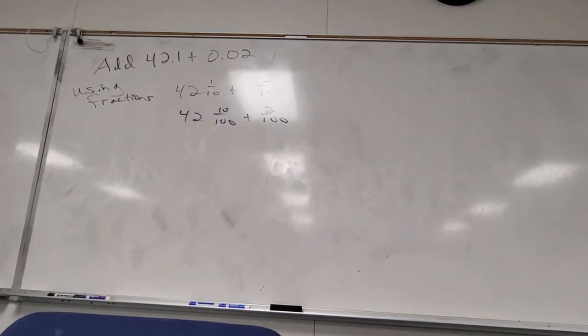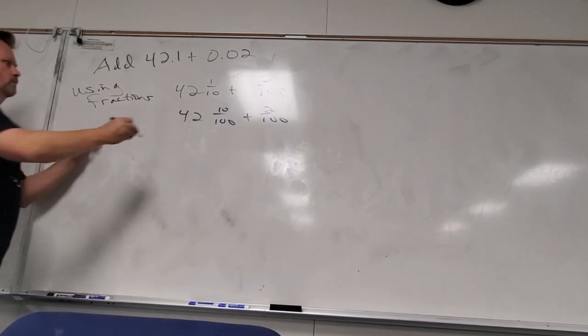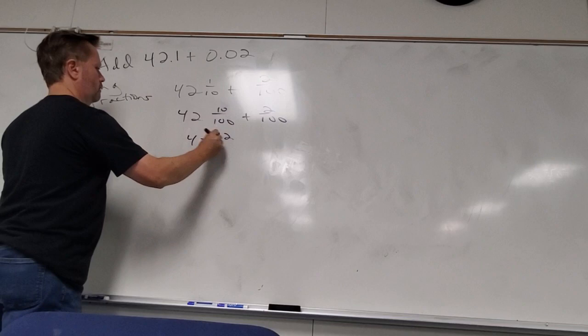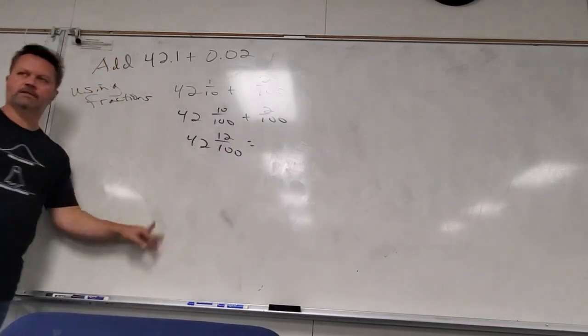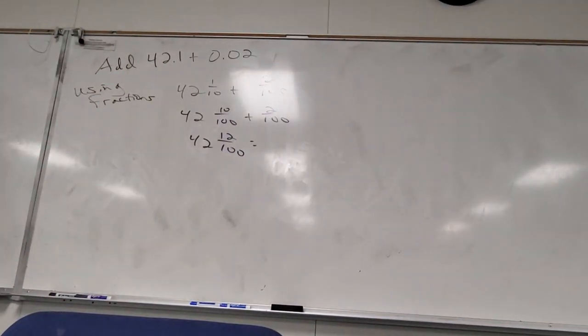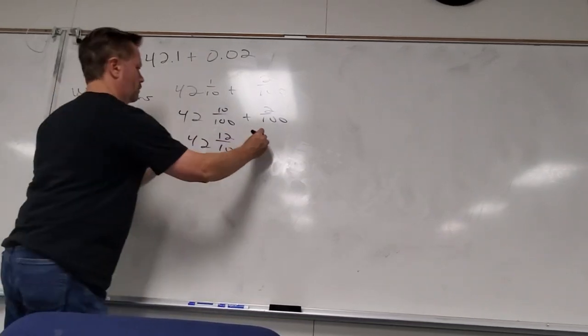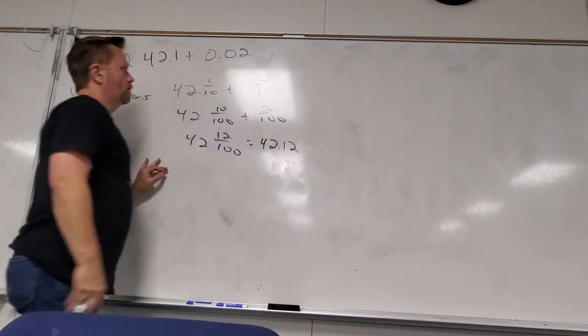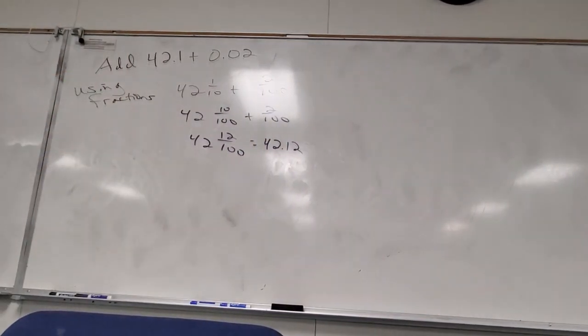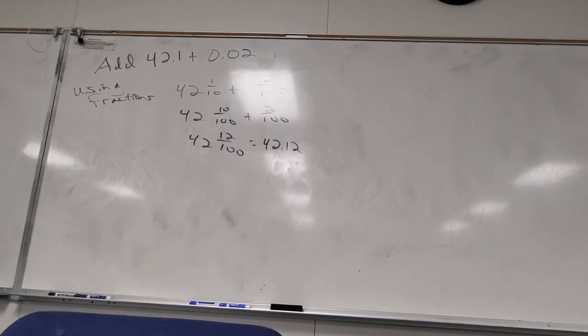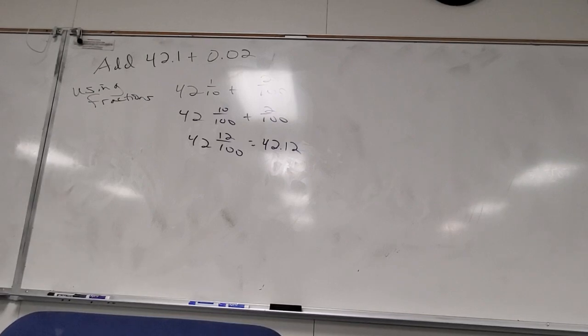And then you get, crazy enough, you get... And what is that as a decimal? 42.12. Yeah, 42.12. Now, write that down, 42.1 over 0.02, and add them together by hand. So just add the decimals straight up.